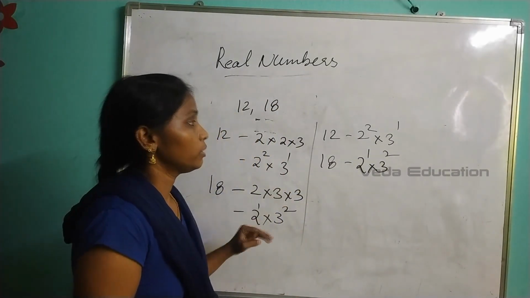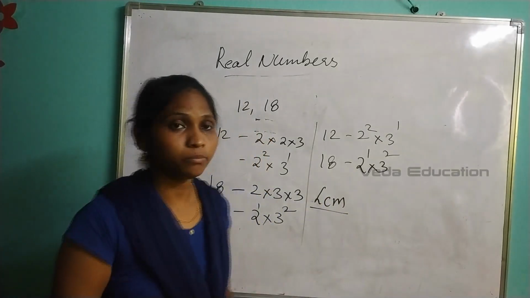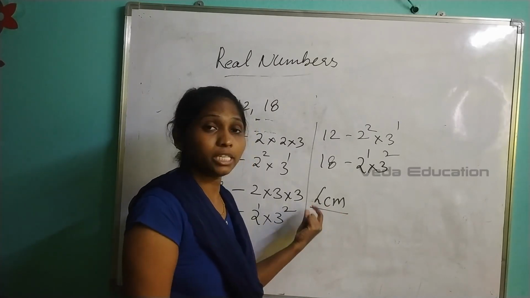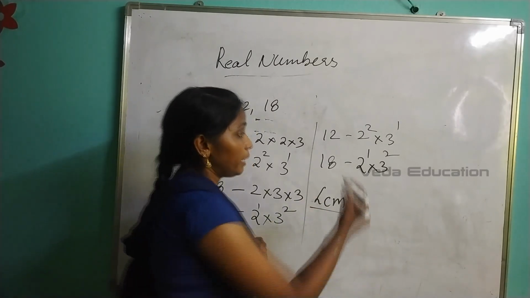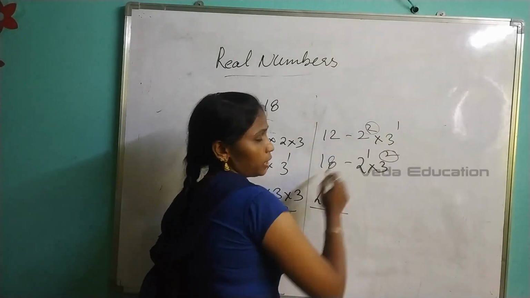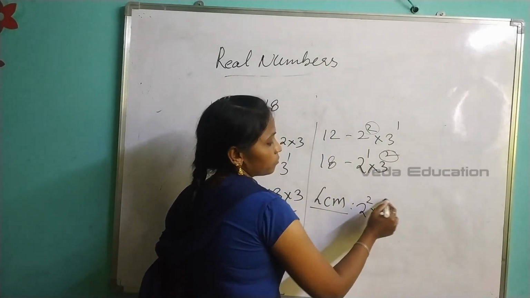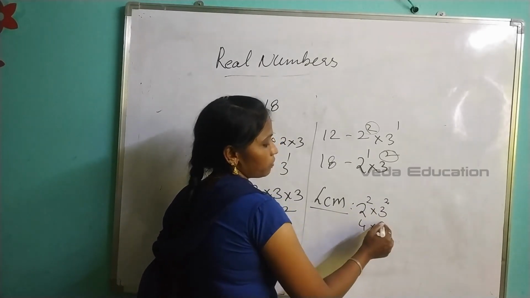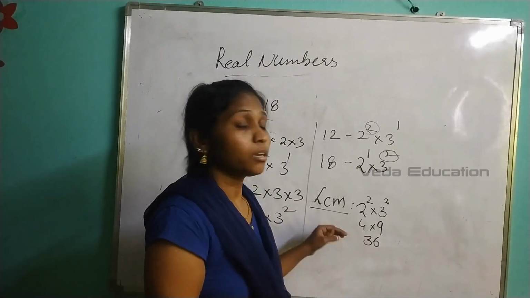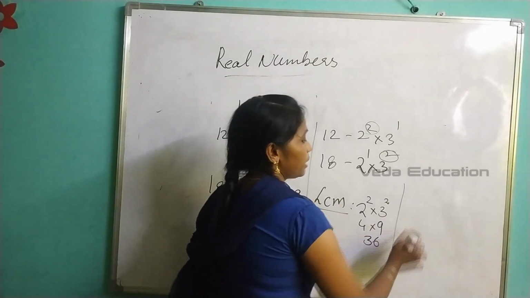Now, to get the LCM. What is meant by LCM? Least common multiple. So for least, exactly opposite, it is highest. So in this, what is the highest exponent? Take the product of those. 2 square is 4, 3 square is 9, so 36 is the LCM. It is the product of the highest powers in the prime factorization. Next, HCF.